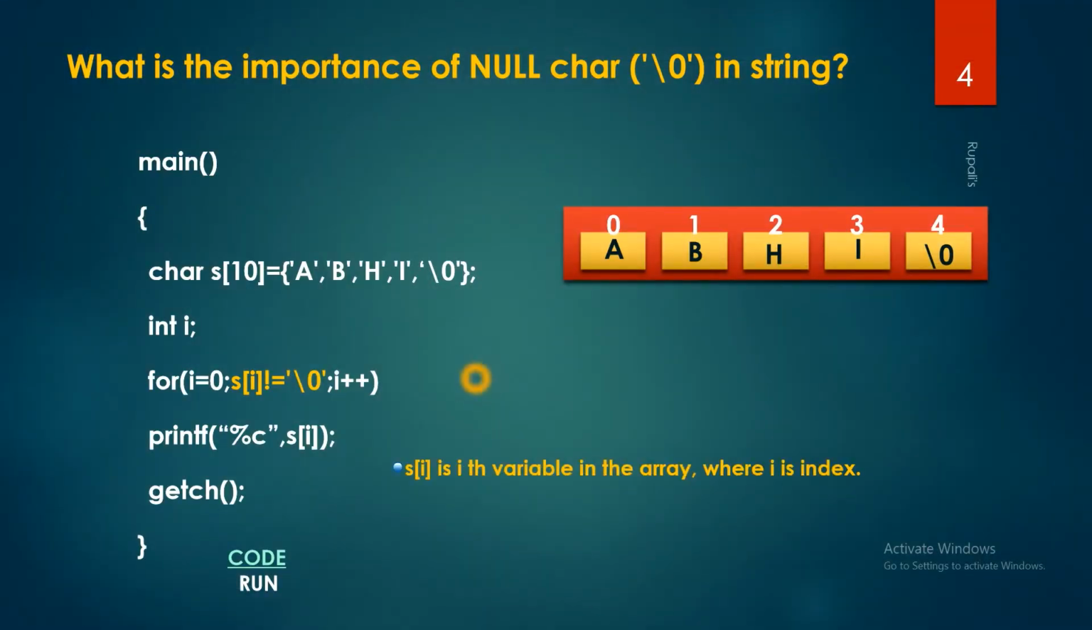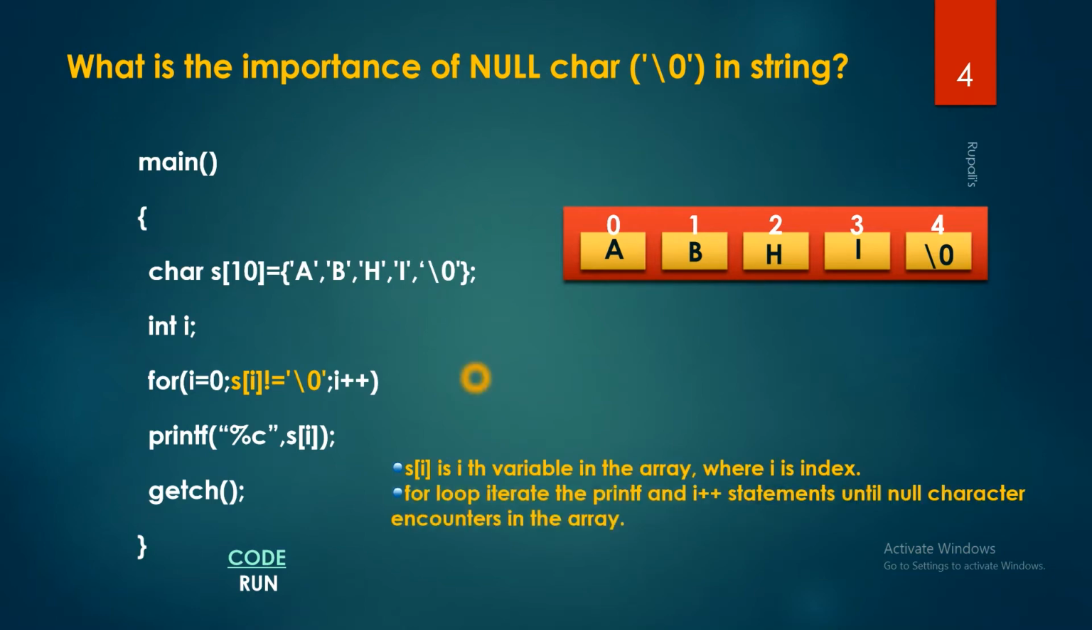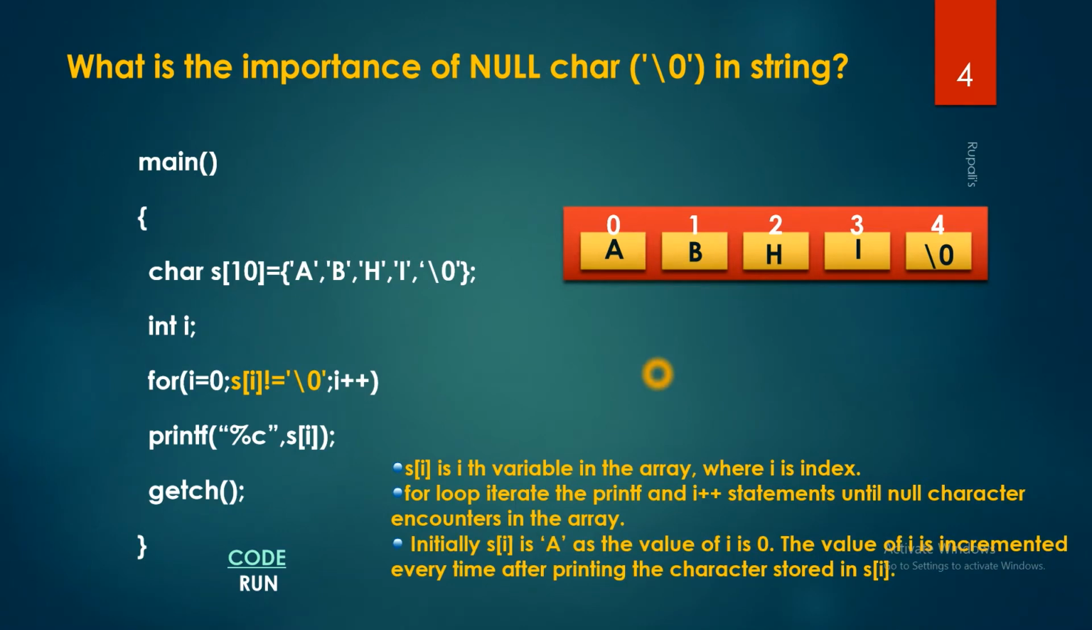So here s[i] is the ith variable in the array where i is the index. The for loop iterates the printf and i plus plus statement until the null character is encountered in the array. Initially s[i] is O as the value of i is 0. The value of i is incremented every time after printing the character stored in s[i]. When s[i] equals \0, then this loop will stop.